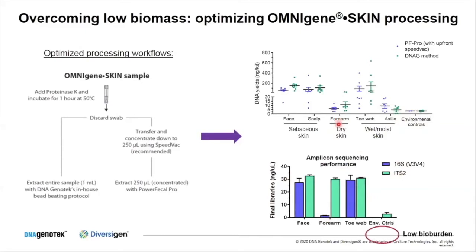But importantly, when you do the same PCR amplification on our environmental control, you see that the final yields are very, very low. That's again showing that the bioburden in our kits is very, very low. We barely detect any amplification with 16S. So anything that you're generating in those libraries corresponds to material that was extracted from the skin of your donor.